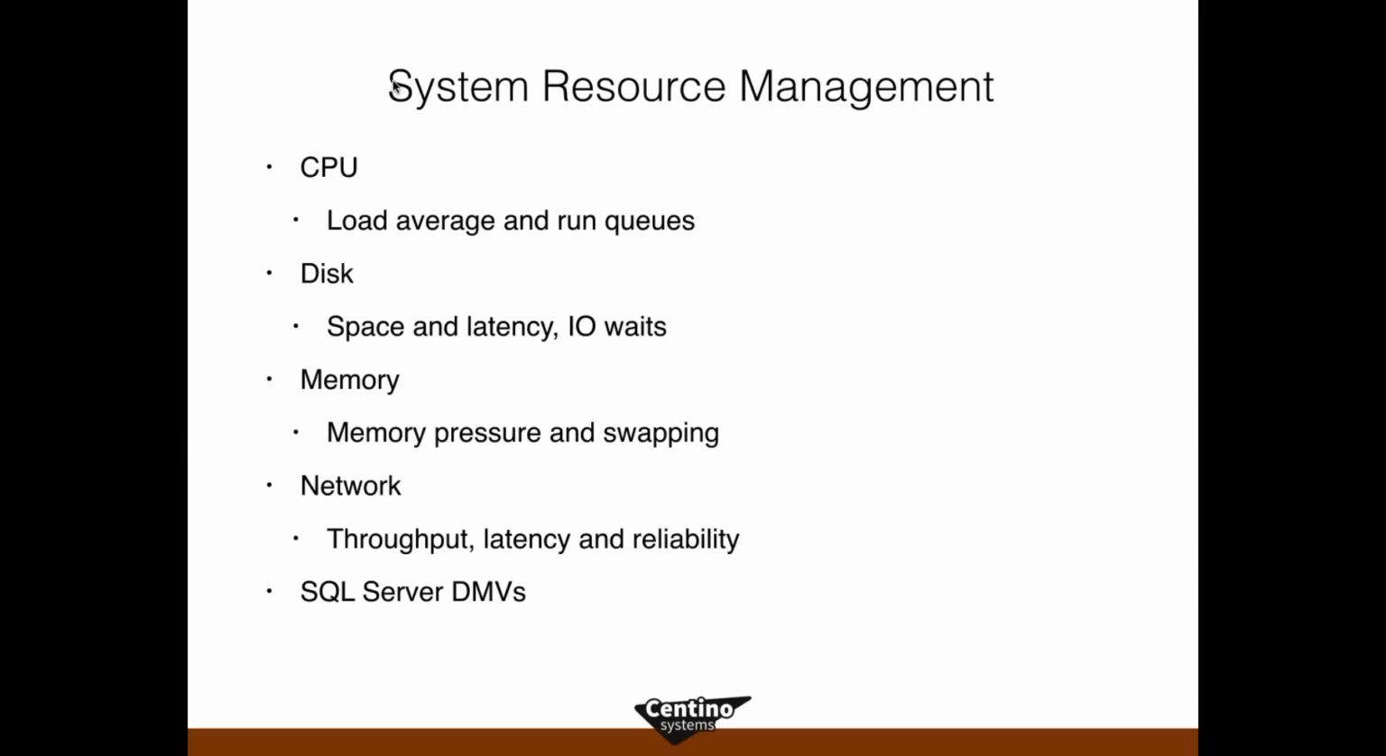Memory, so clearly we care about memory pressure, right? Am I running out of memory? Am I swapping, right? From a database perspective, or even any server perspective, if I'm swapping, my users are suffering. Networking, so clearly we're going to care about throughput, latency, and reliability, right? There are things falling down from a networking standpoint.